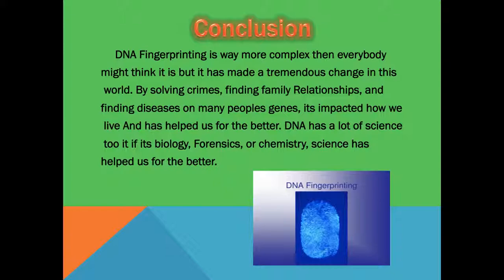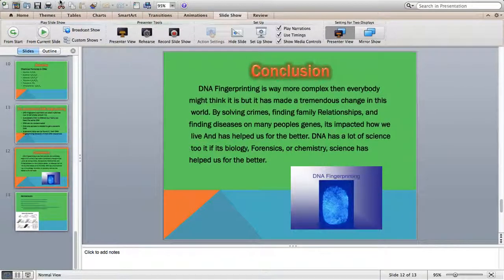Conclusion: DNA fingerprinting is way more complex than everybody might think it is, but it has made a tremendous change in this world. By solving crimes, finding family relationships, and finding diseases in many people's genes, it's impacted how we live and has helped us for the better. DNA has a lot of science to it. Whether it's biology, forensics, or chemistry, science has helped us for the better. That's DNA fingerprinting.